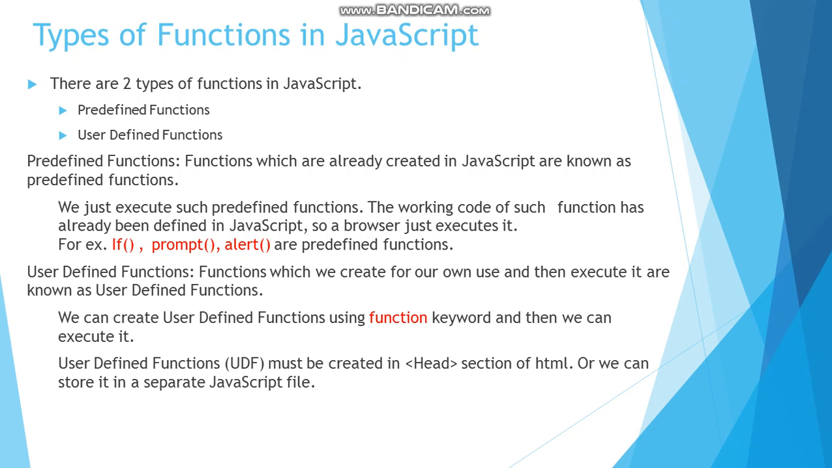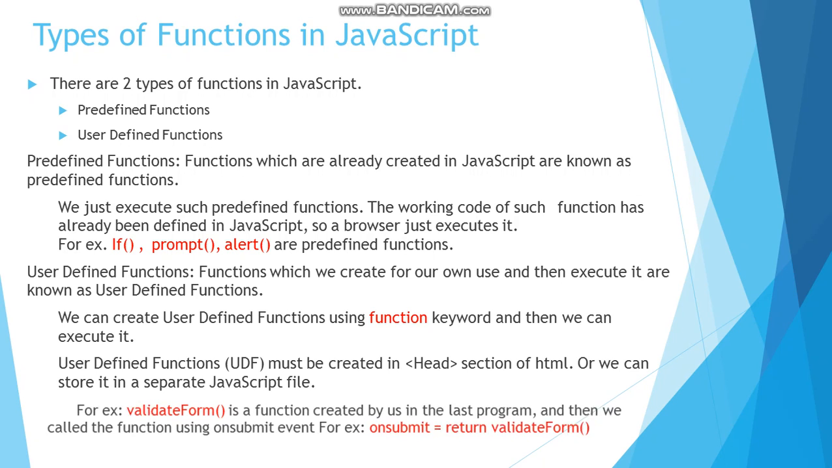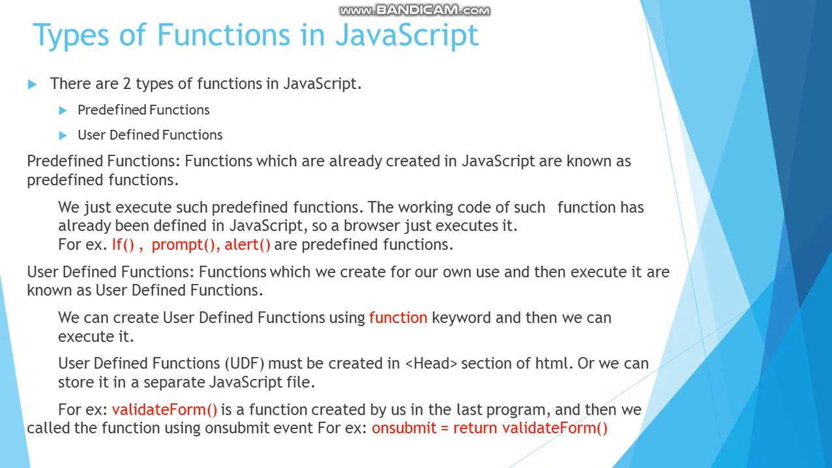User-defined functions, in short you can say UDF, must be created in the head section of HTML, or we can store them in a separate JavaScript file. For example, validateForm is a function created by us in the last program, and then we call the function using onSubmit event. For example, onSubmit is equal to user-defined function.